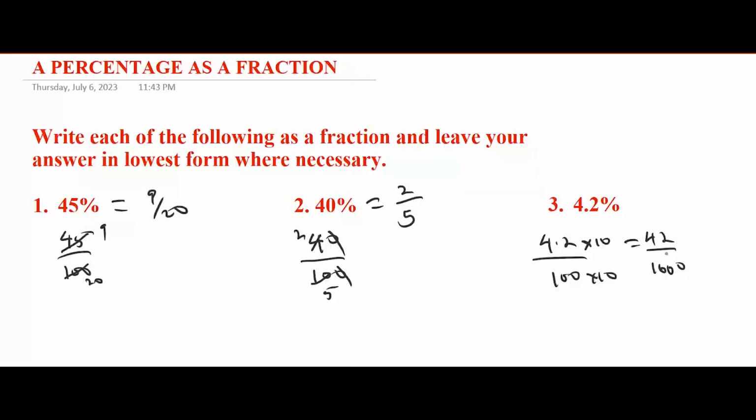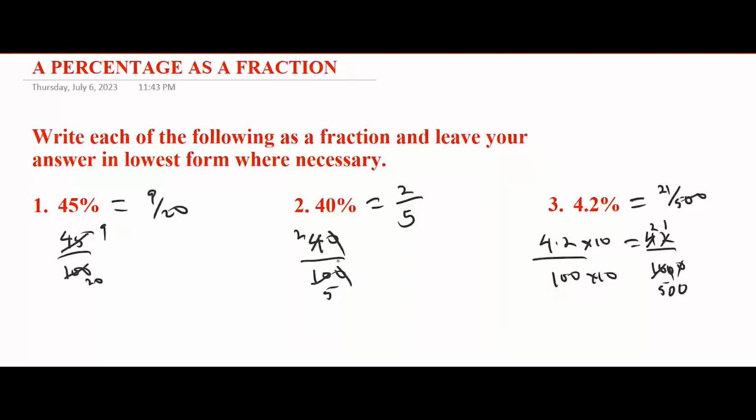If you reduce it to the lowest form, you can ask what can go into 42 and 1,000. So 2 can go. 2 goes into 4 twice, 2 goes into 2 once, then 2 goes into 10 five times, then 2 goes into 0, 0. So 4.2% is the same thing as 21 out of 500.